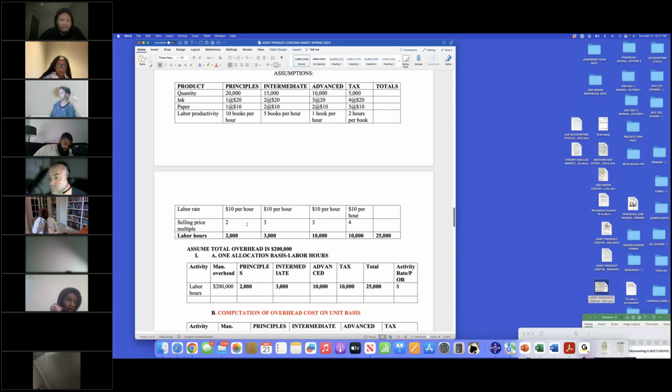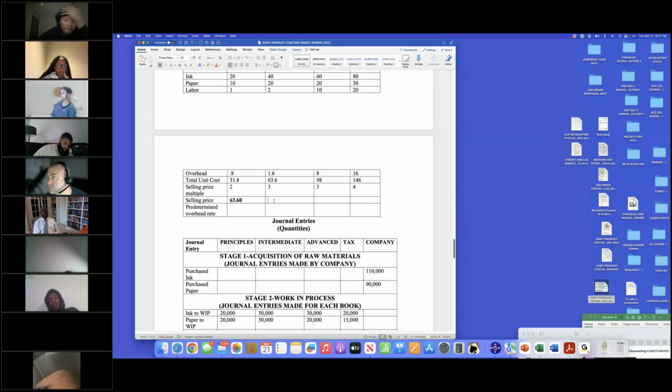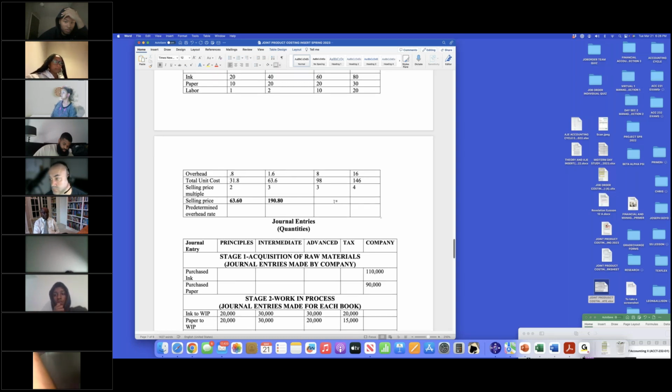What's the intermediate book selling price going to be? 190.8. How much? 190.8. And the advanced book, 294. Yes, sir. Tax book, 584.